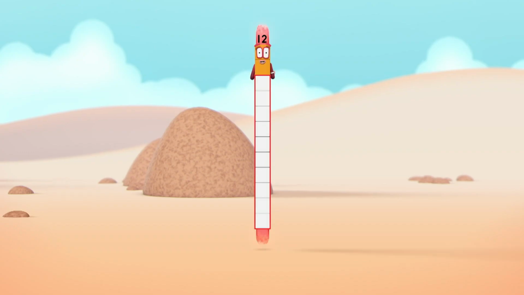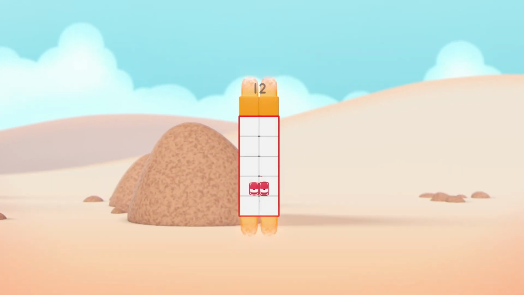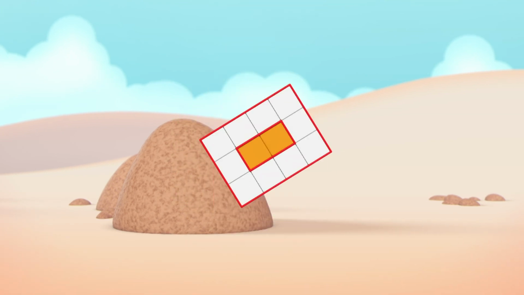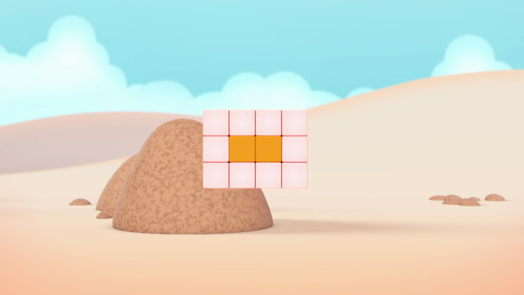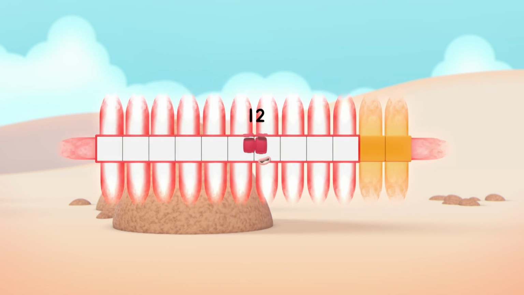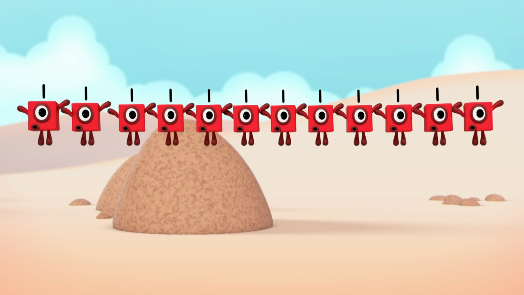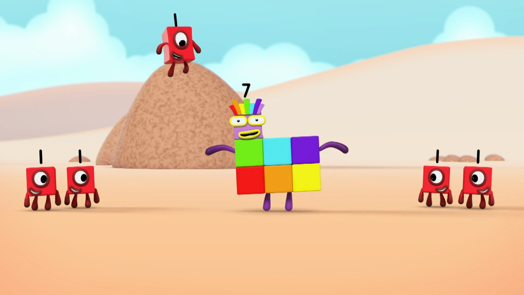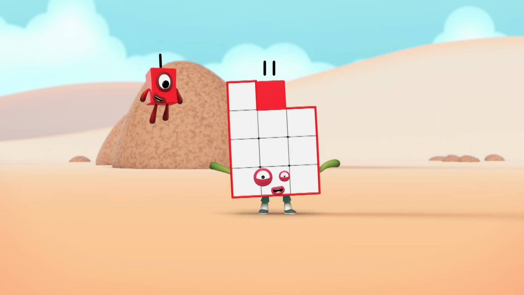Arrays away. 1 by 12, switch. 2 by 6, switch. 3 by 4, turn. 4 by 3, switch. 6 by 2, switch. 12 by 1, break away. 12 ones. 1, 2, 3, 4, 5, 6, 7, 8, 9, 10, 11, 12.